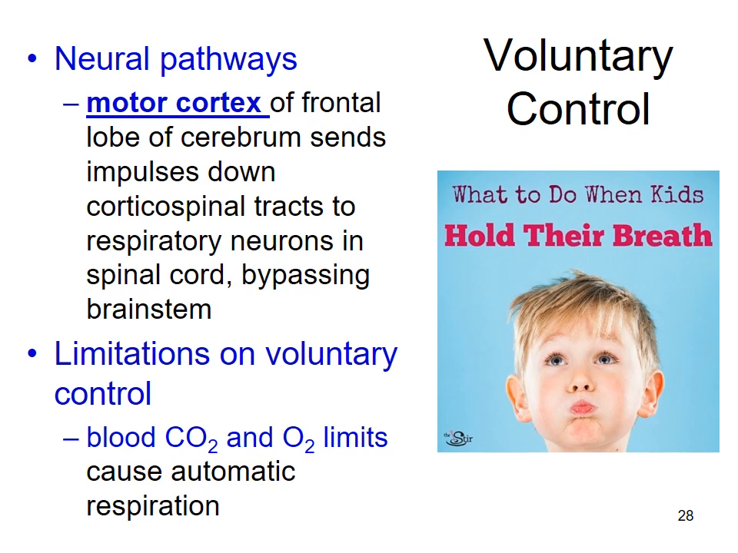All right. The end purpose of the slide is that you have limited voluntary control.